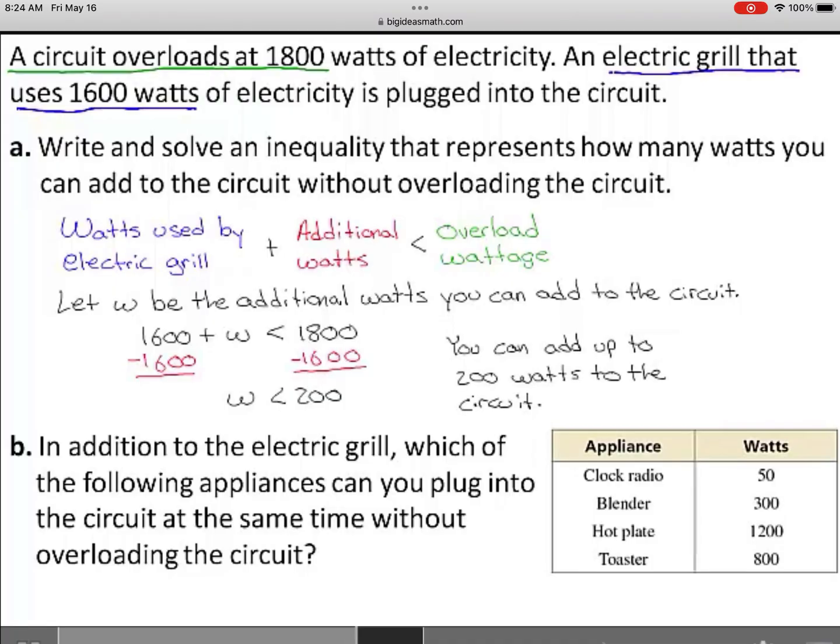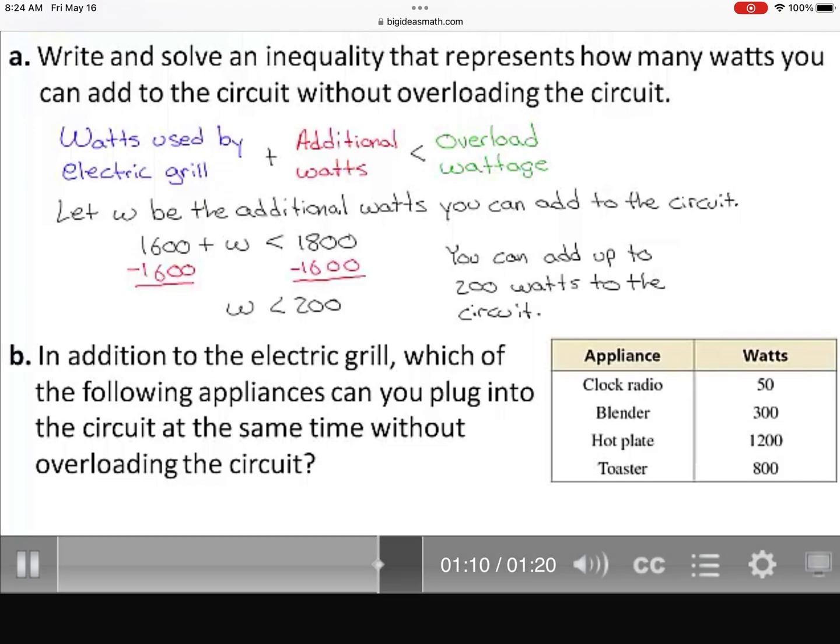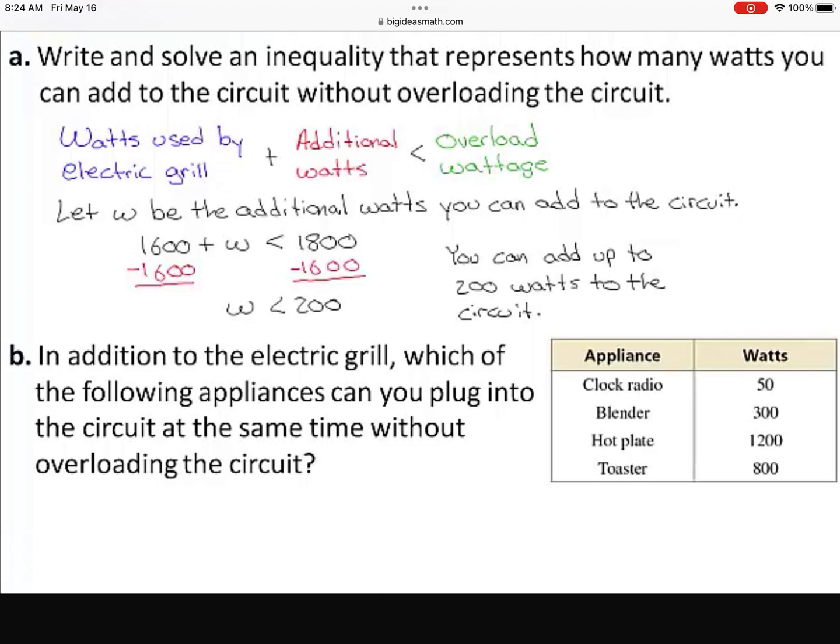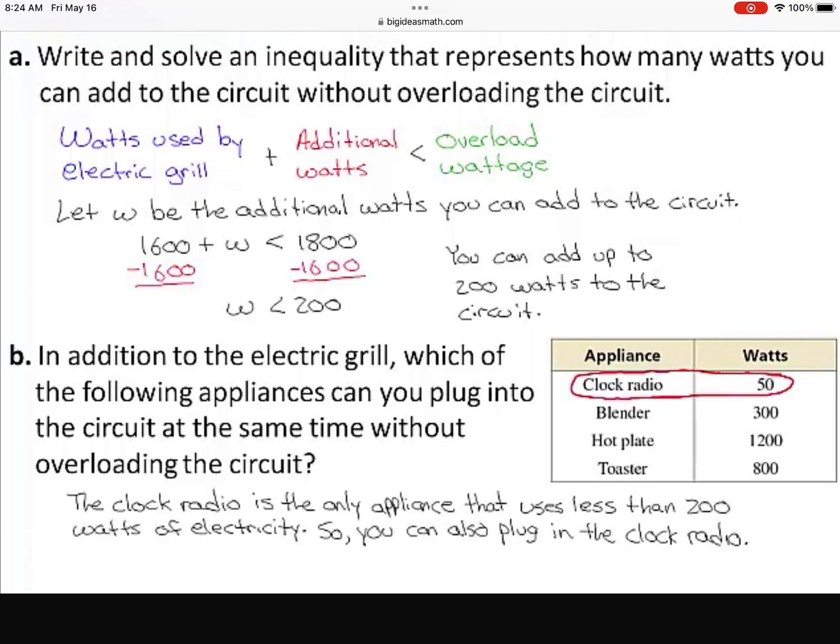Part B. In addition to the electric grill, which of the following appliances can you plug into the circuit at the same time without overloading the circuit? The clock radio is the only appliance that uses less than 200 watts of electricity, so you can also plug in the clock radio.